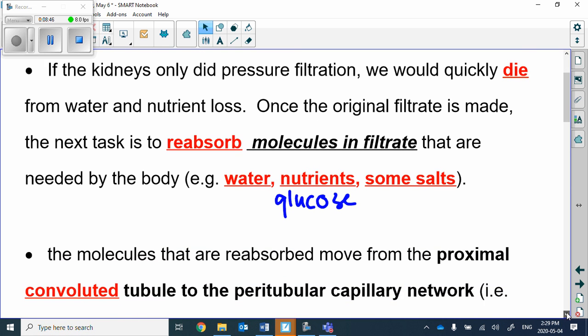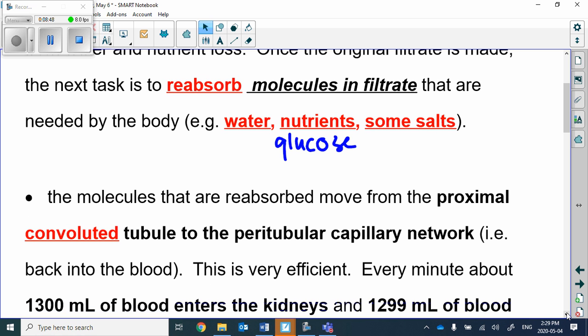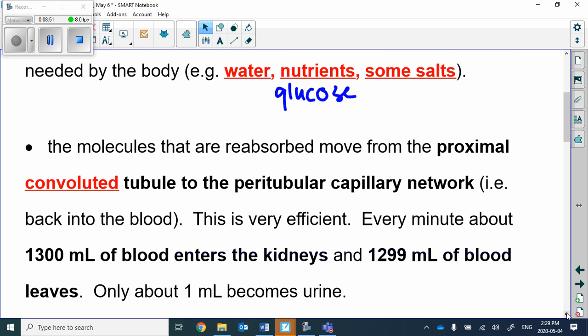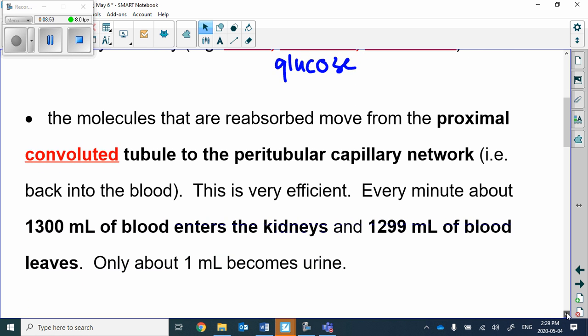The molecules that are reabsorbed move from the proximal convoluted tubule to the peritubular capillary network, so back into the blood. And it's actually really quite efficient. Every minute, about 1.3 liters or 1,300 milliliters of blood enters the kidneys, and 1,299 milliliters of blood leaves. So 1 milliliter every minute becomes urine.